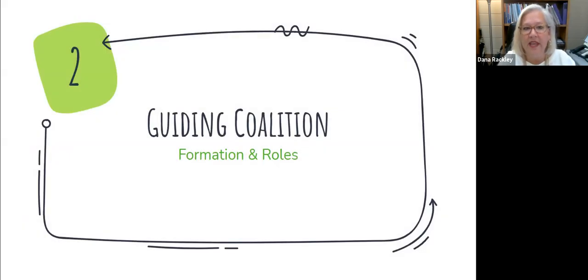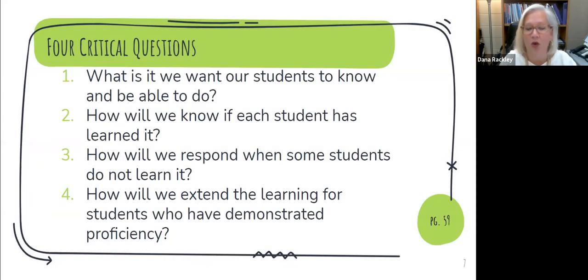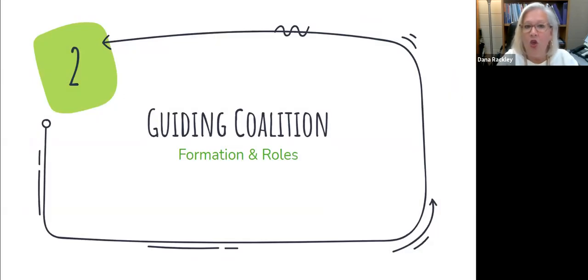Okay, when you are beginning all of this process, your building needs a guiding coalition. The guiding coalition is like your leadership team. You may already have a leadership team within your building. And it's very important that you get the right people plugged in to the guiding coalition. If you've read Jim Collins, he often talks about getting the right people on the bus. And that's what you want for your guiding coalition. You want the right people on the bus.